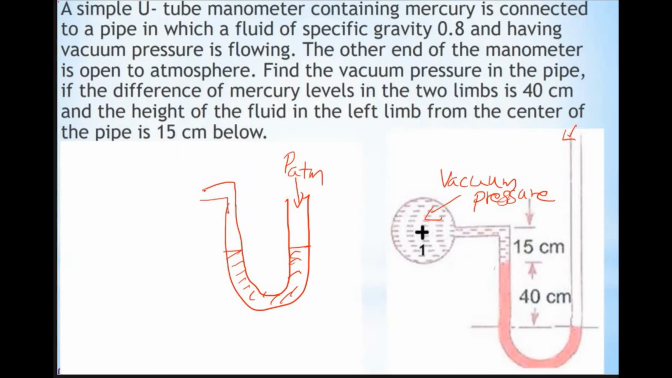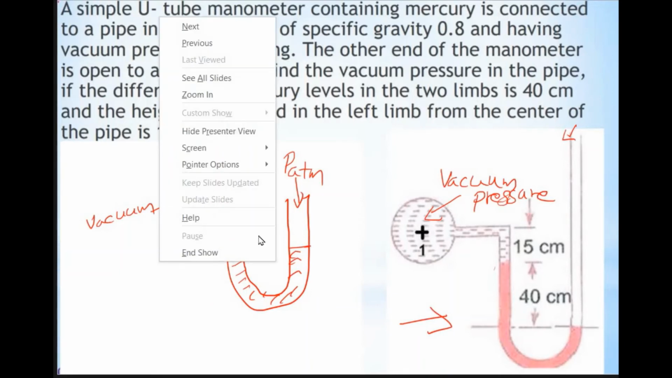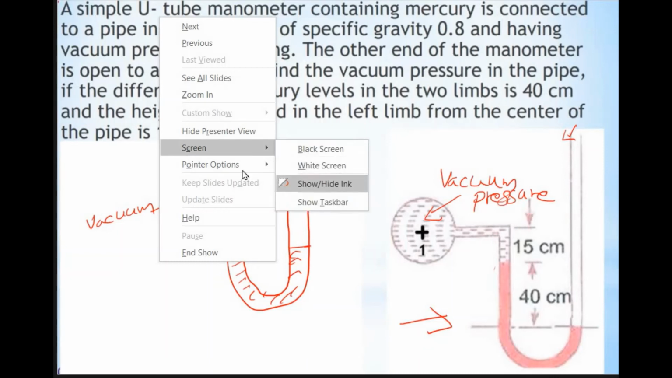Here the pressure in the pipe is vacuum. Here vacuum pressure is there, so atmospheric pressure is greater than this vacuum pressure. So the level of mercury in the right limb decreases and we will get a figure like this. So the level of mercury in the U-tube manometer will look like this, as shown in this figure.